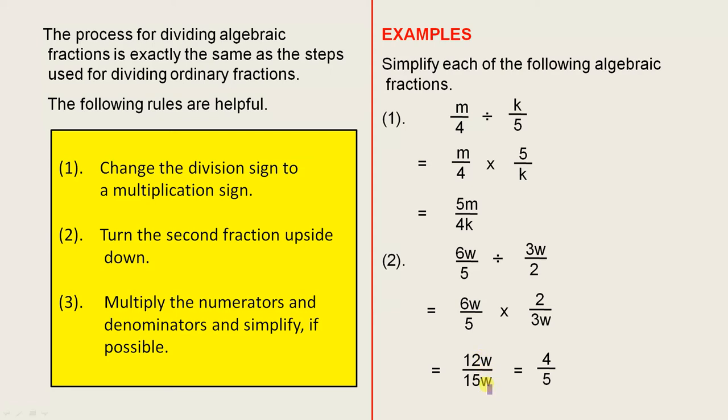When we cancel the w's, there are no more w's left, and then when we cancel 12 over 15, the way to do that is to divide 3 into the numerator and 3 into the denominator, and that gives us 4 over 5, so we're able to simplify. So this algebraic fraction can be simplified to 4 over 5.